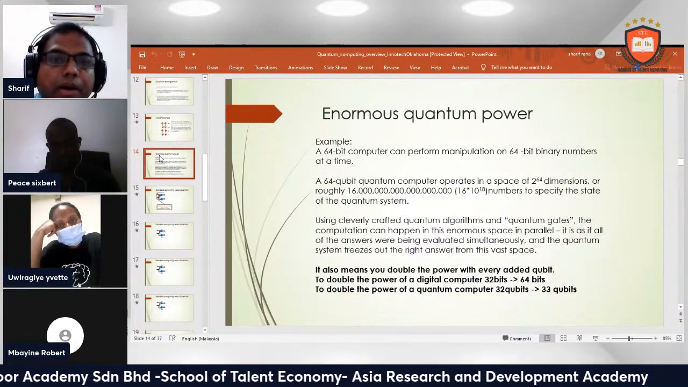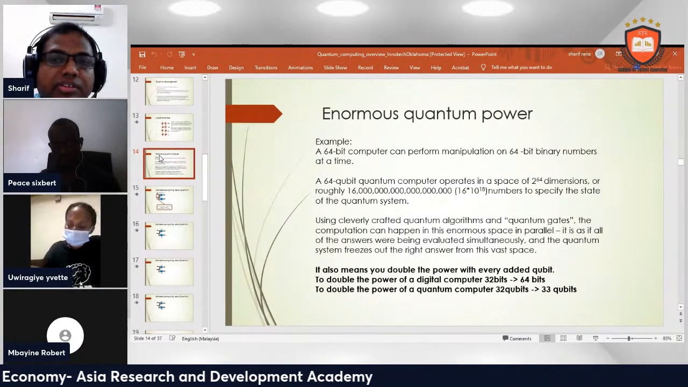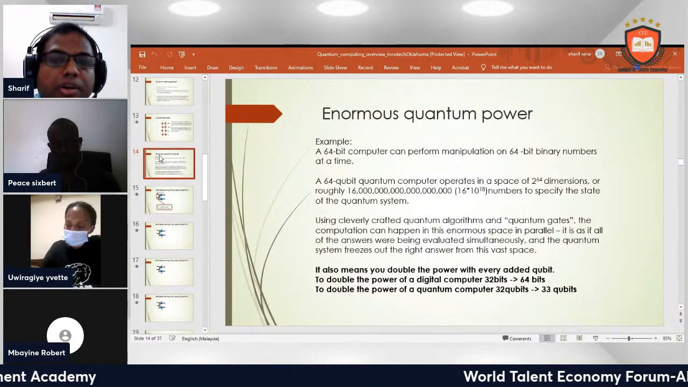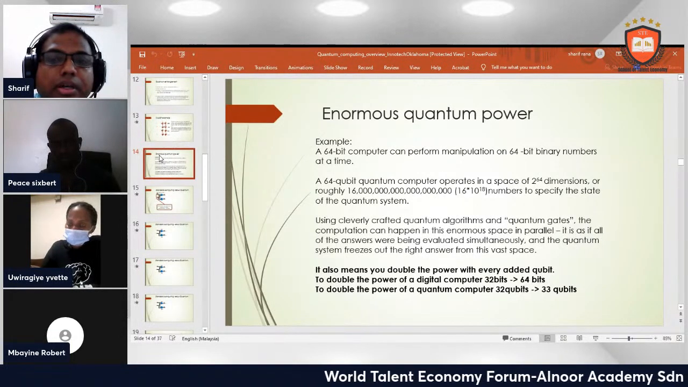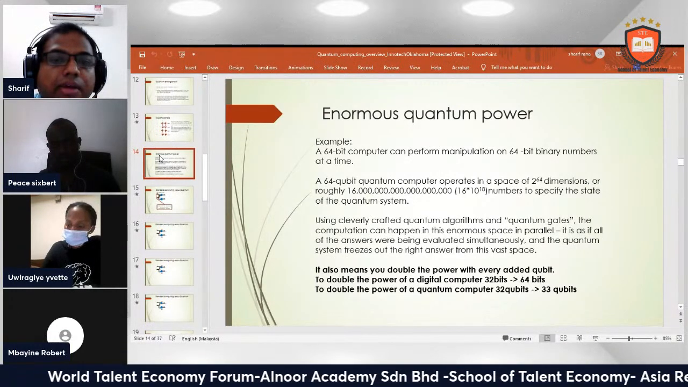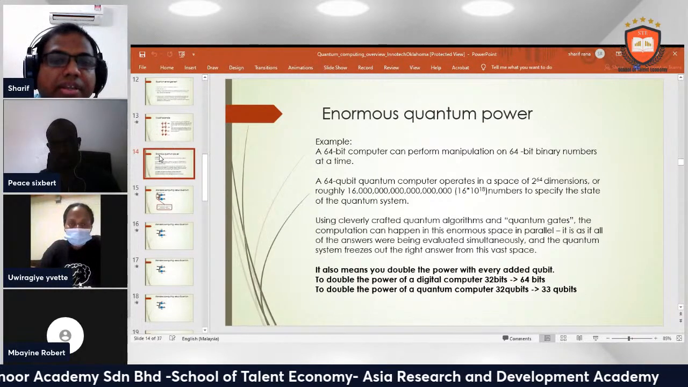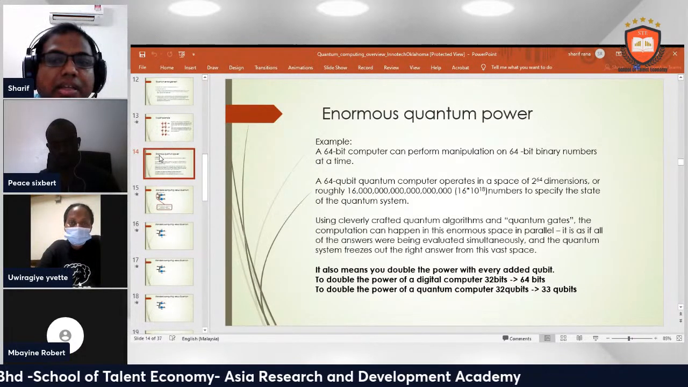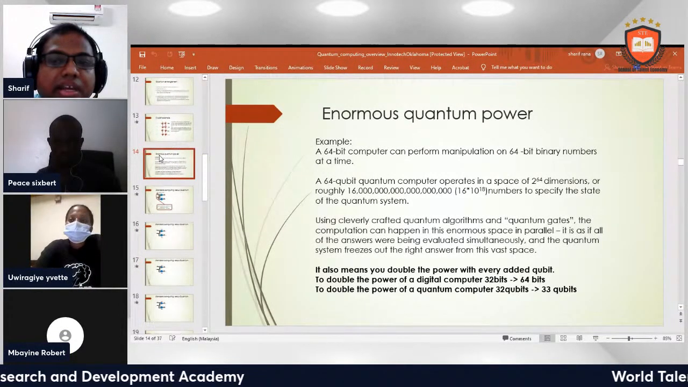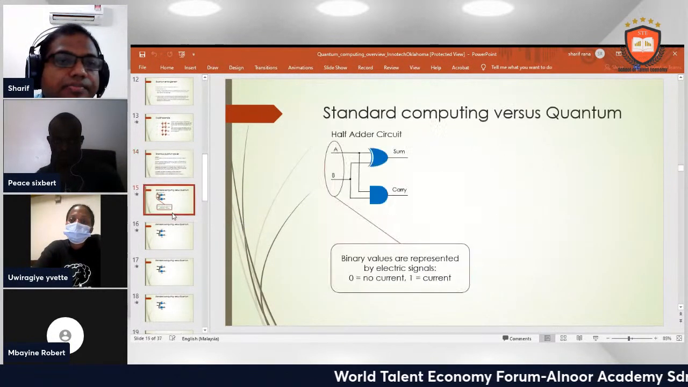Enormous quantum power. A 64-bit computer can perform manipulations on 64-bit binary numbers at a time. A 64-qubit quantum computer operates in a space of 2 to the power of 64 dimensions. Using cleverly crafted quantum algorithms and quantum gates, the computations can happen in this enormous space in parallel. It is as if all of the answers are being evaluated simultaneously, and the number system freezes out the right answer from the vast space.